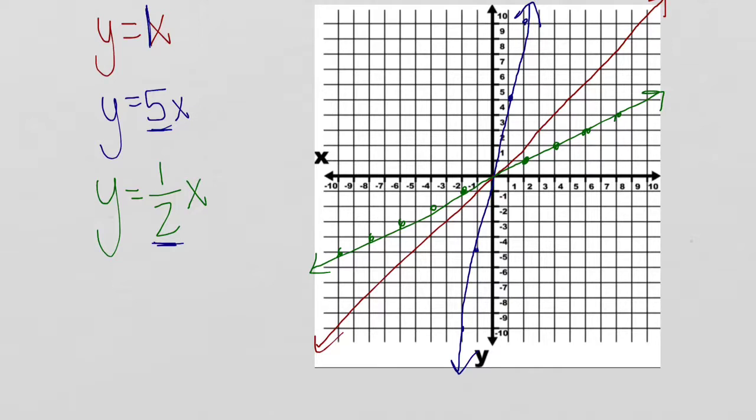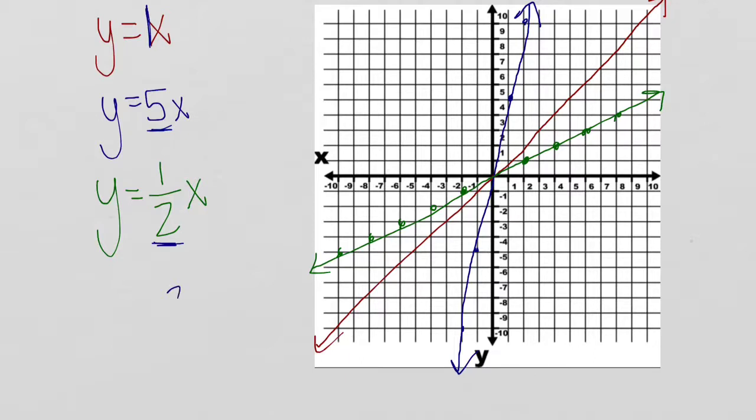So I'm already stretching in a sense, if you think of it that way, because if I'm going up 5 instead of just up 1, I'm stretching vertically. I'm going further up vertically. So my line is going to be steeper naturally because my slope is bigger. Likewise, if my slope is smaller, a fraction, 1/2, I'm going up 1 over 2. So I'm still going up 1, but I'm not just going over 1. I'm going over more than 1.